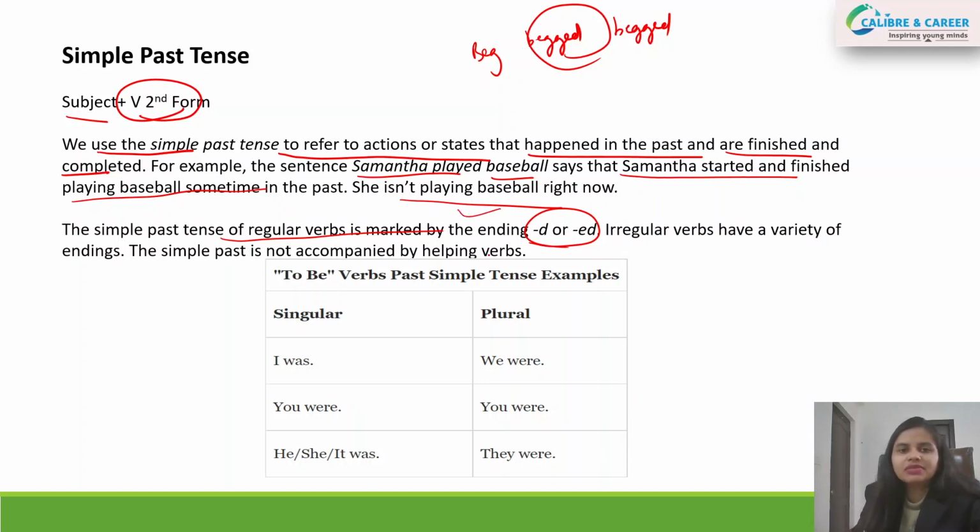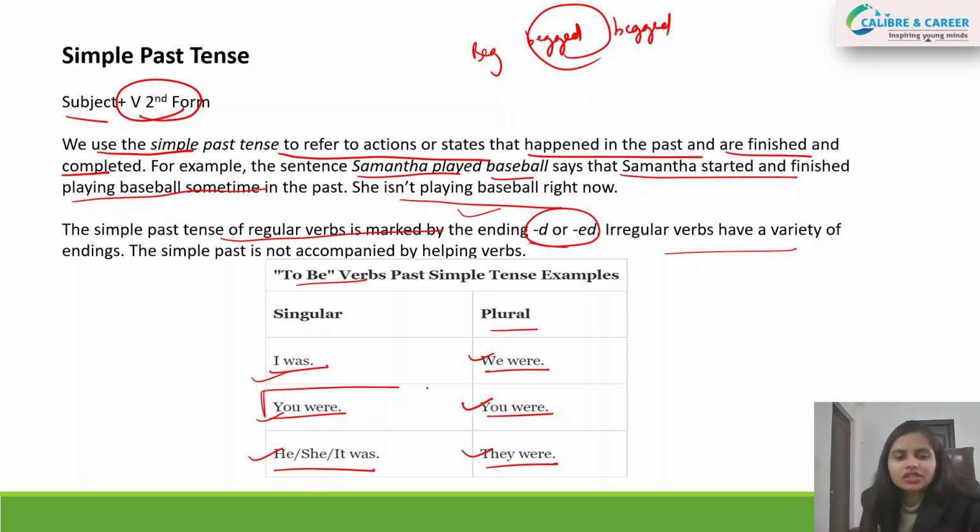So with regular verbs it will be D or ED. Now let's see the to be verb, that is was and were, where you will use. When your subject is in singular form, you will say I was, you were, he, she, it was. When it is in plural, you will say you were, we were, they were. So in plural form, we, you, they will come, and in singular form, I, you, and he, she, it. Only with you, were can be used.